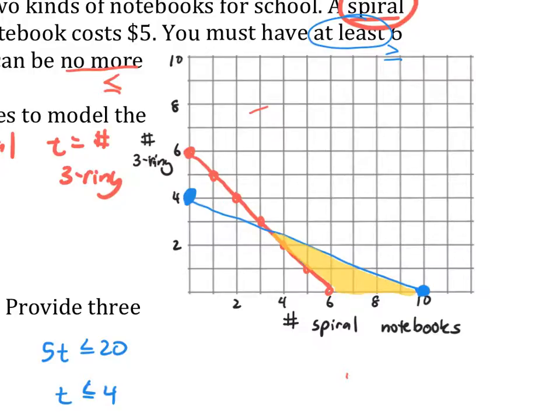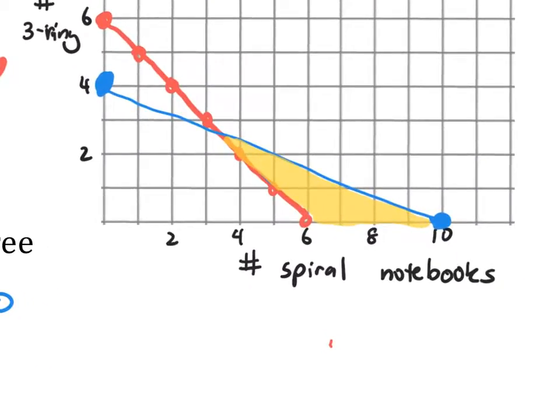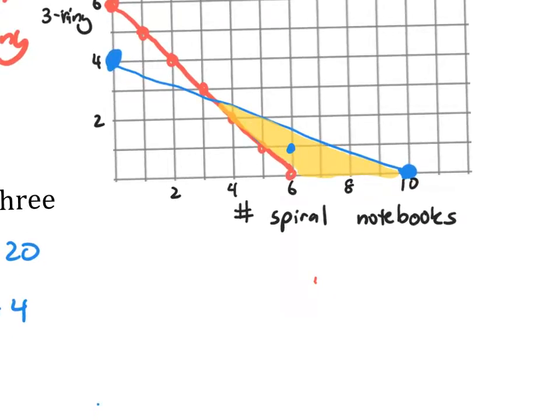So what does that mean? How many different types of notebooks can I purchase? So notice this is one of my solutions. It works. So if we were to interpret that, don't just say 6, 1. We could say I can buy 6 spiral and I can buy 1 3-ring.